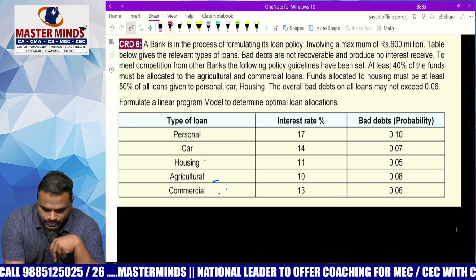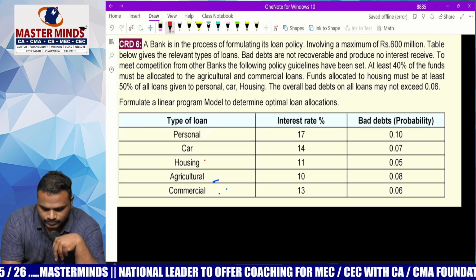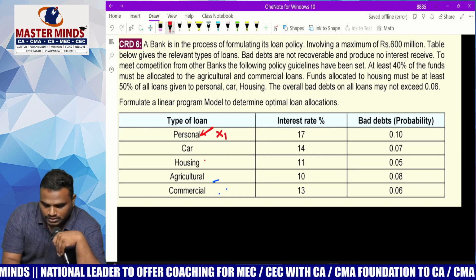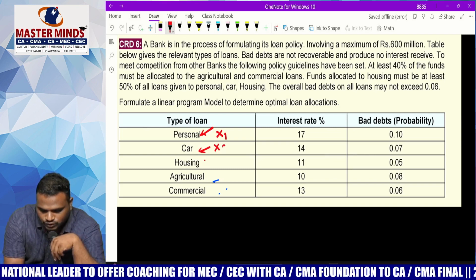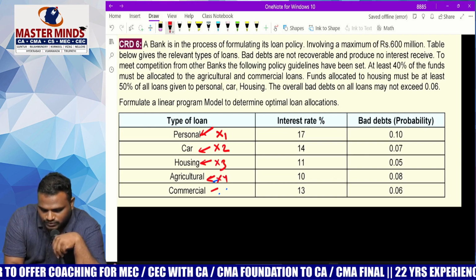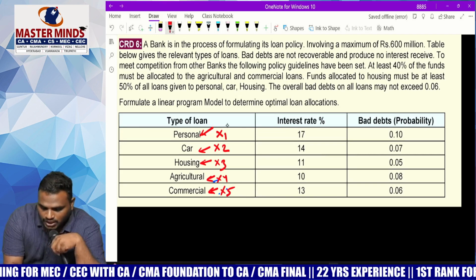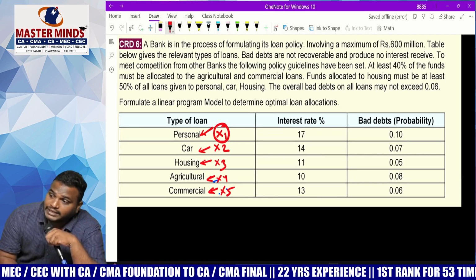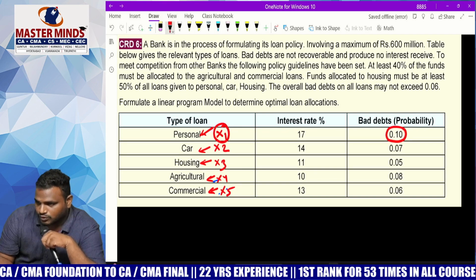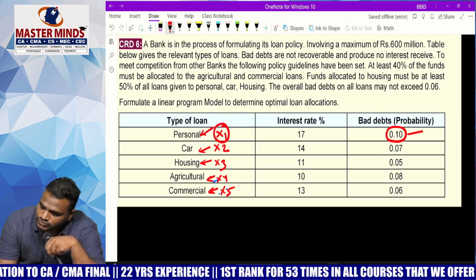How much of the loan amount is given to personal? Let us assume X1. How much of the loan is given to car? Let us assume X2. Let's assume X3 for housing, agricultural X4, commercial X5. These are the loan amounts. In this loan amount there is a bad debt. How much? 0.10. Is any interest received on bad debt?